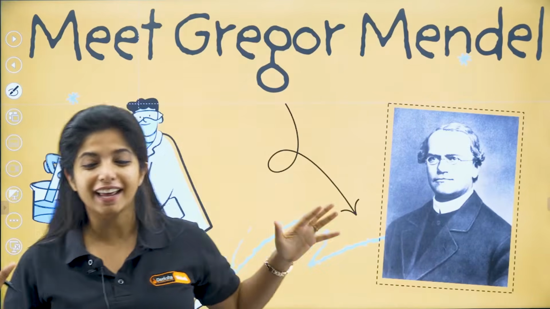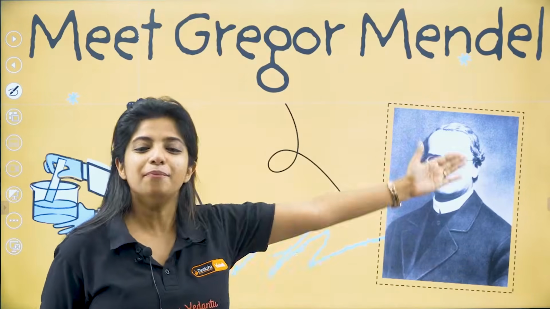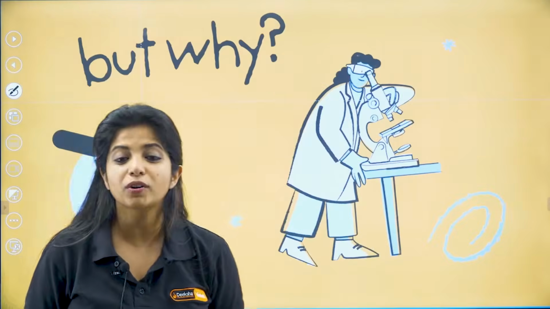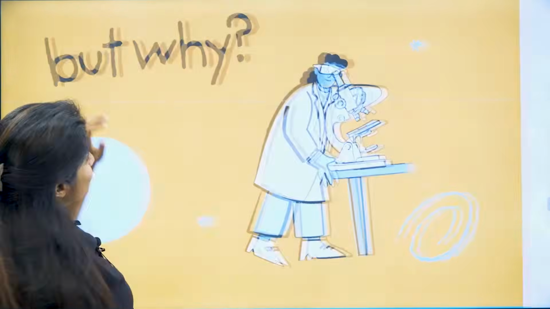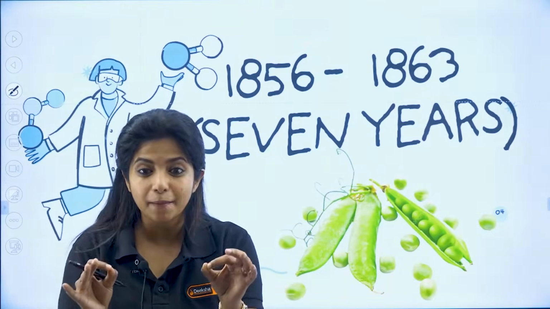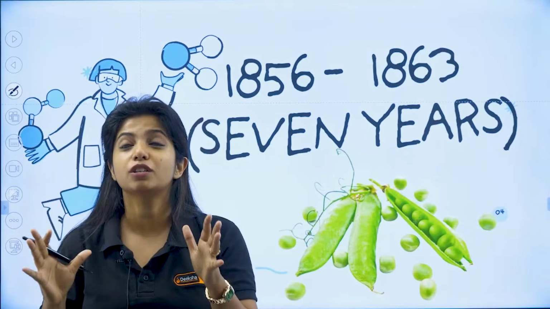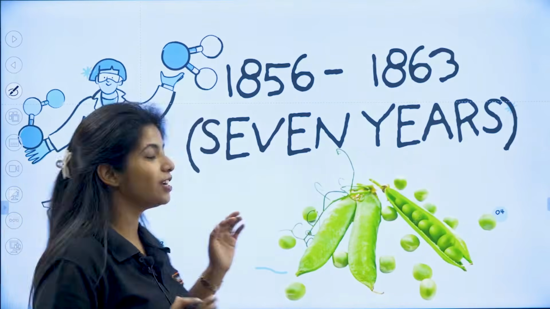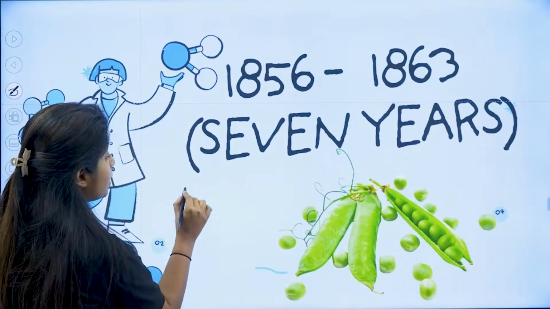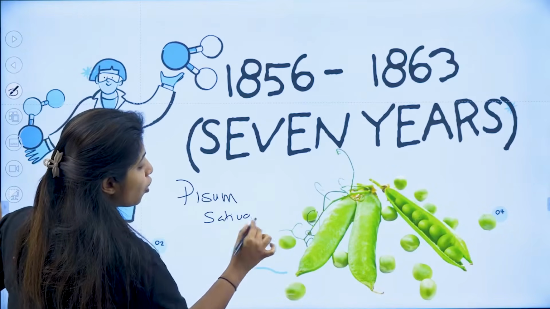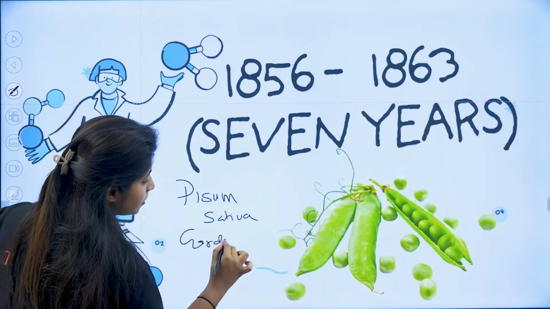So starting off with our lecture by introducing Mr. Gregor Mendel. But why do you need to know about him? That's the question. Well, because he was the one who experimented from 1856 to 1863, that is for a whole 7 years, my dear children. And he was experimenting on what? He was experimenting on Pisum sativum, which you also call garden pea.